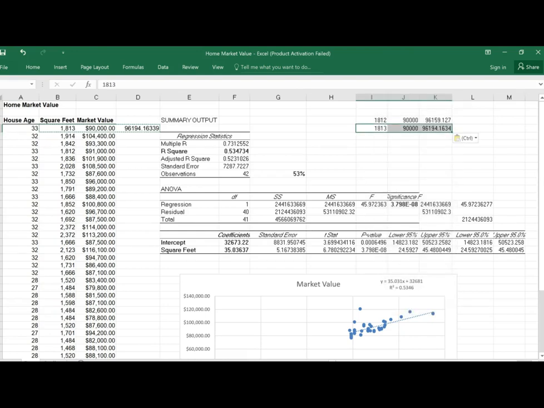And why am I doing this? I'm doing this to do one thing. So that I can say, if I look at the difference between those two values, what I was doing was increasing the square foot by 1 unit, 1 more square foot.